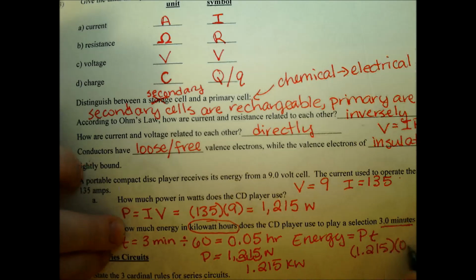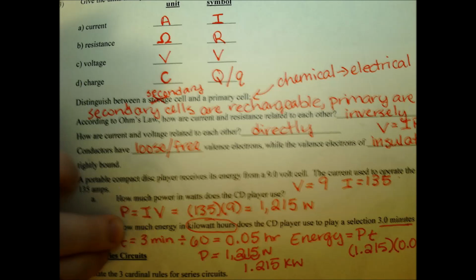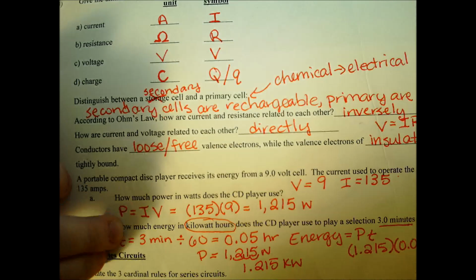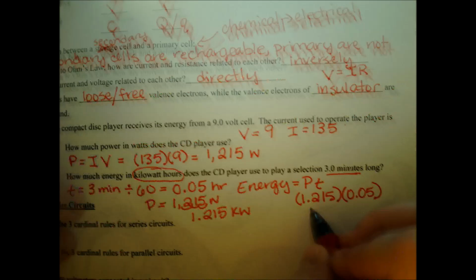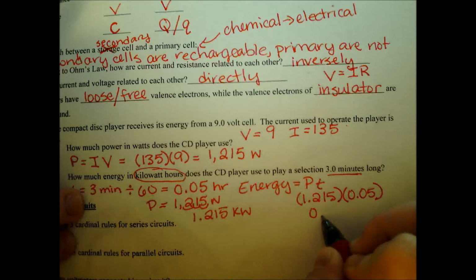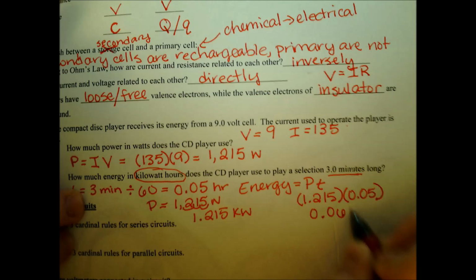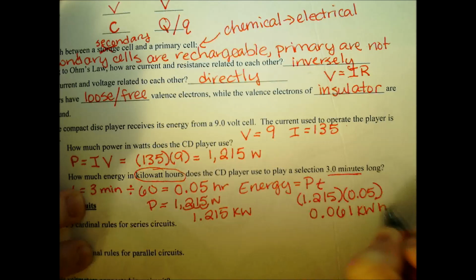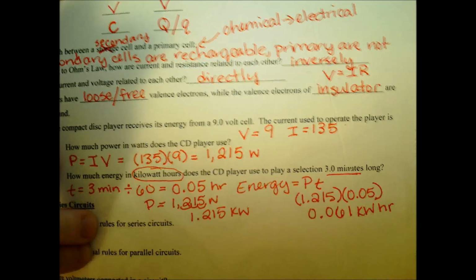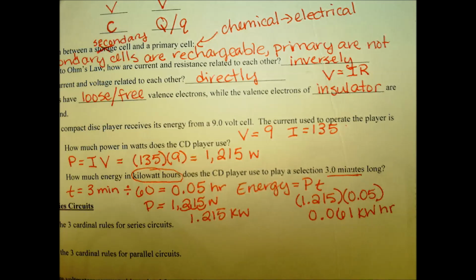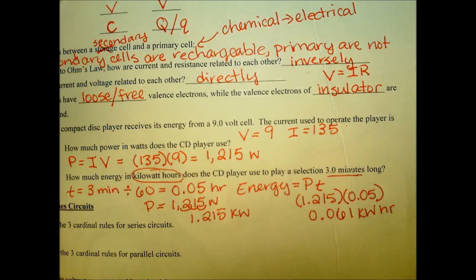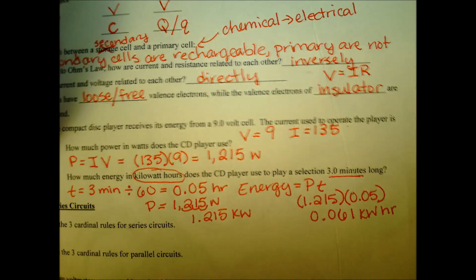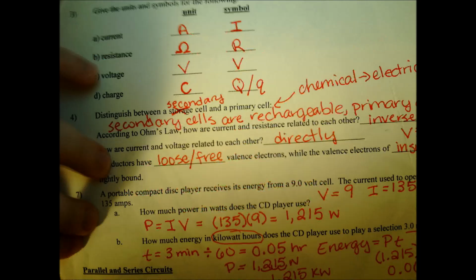1.215 times 0.05, this is going to be a relatively small number. Equals 0.061. I'm going to round to there. Kilowatt hours. Those are funny units, but if you were asked for the cost, those are the units you would need. Alright.